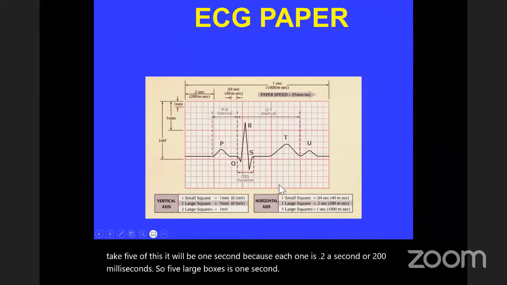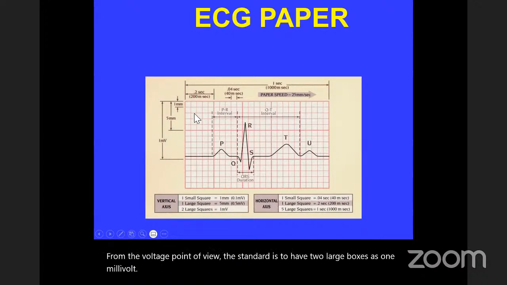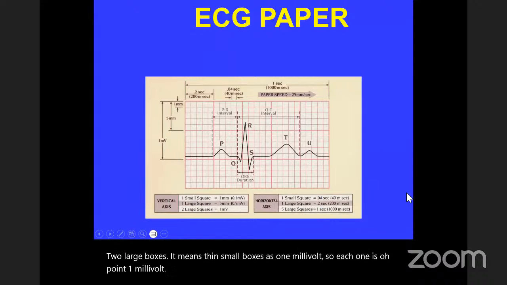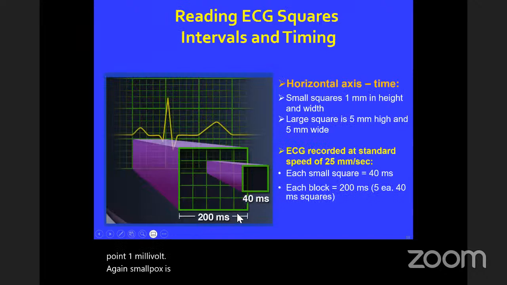This is from the time point of view. From the voltage point of view, the standard is to have 2 large boxes as 1 millivolt. 2 large boxes means 10 small boxes as 1 millivolt. So each one is 0.1 millivolt. Again, a small box is 40 milliseconds, a large box is 200 milliseconds, and 5 large boxes is 1 second.